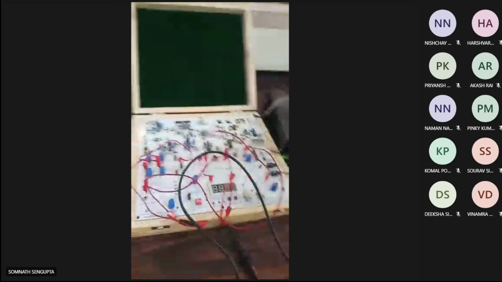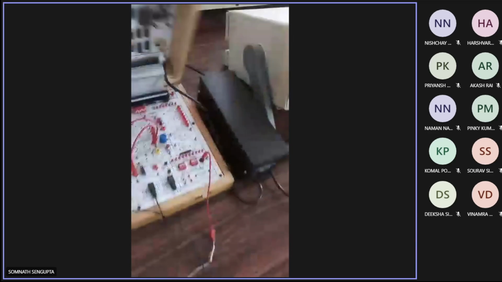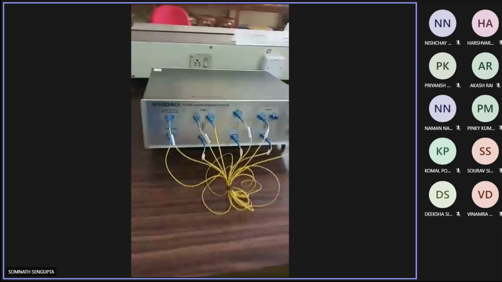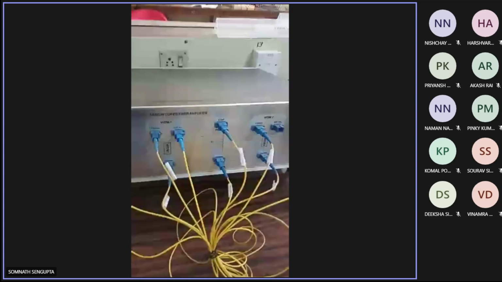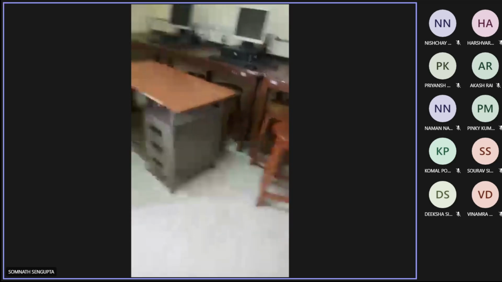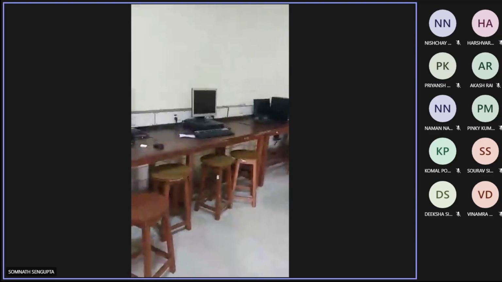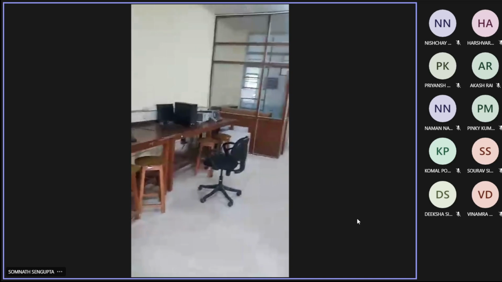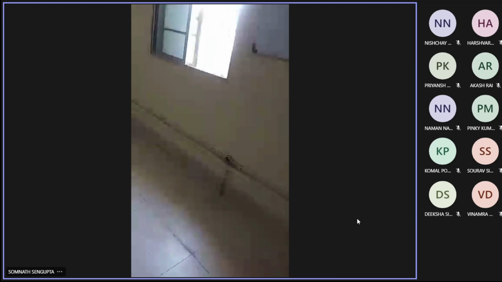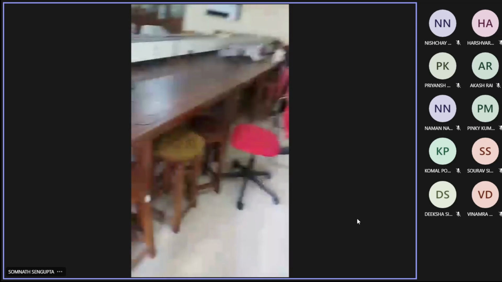like this, where we will do some experiments. And there is also one kit. So mainly these are kit based. So another setup for fiber amplifier. Okay. Then there are some systems where the softwares are installed. Softwares related to optical fiber or optical systems, optical communication.